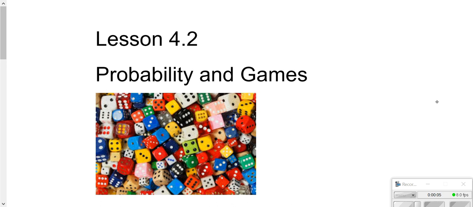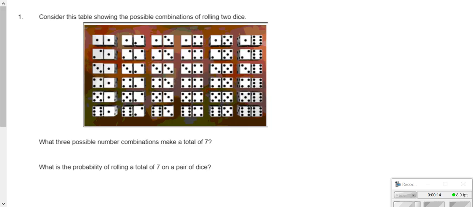This continues our study of probability, and today we're just going to look at several different questions that have to do with probability in the context of games. So here is a picture that shows the sample space for rolling 2 dice. There are 36 different possibilities, and the first question about this asks, what are 3 possible number combinations that make a total of 7?